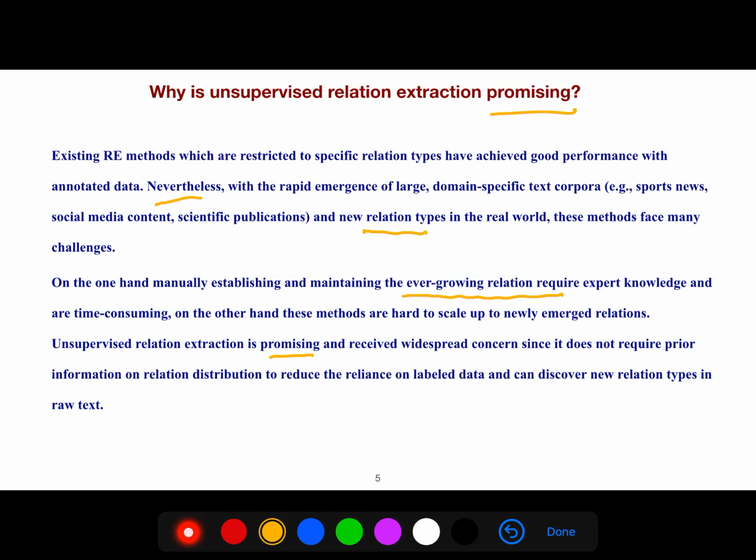First, we don't know the distribution, what will happen in future, so we don't know the prior. It reduces the reliance on labeled data and can discover new relation types.